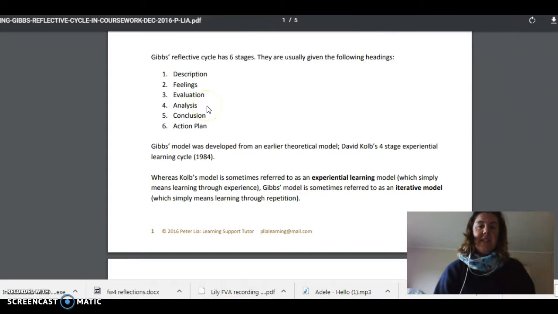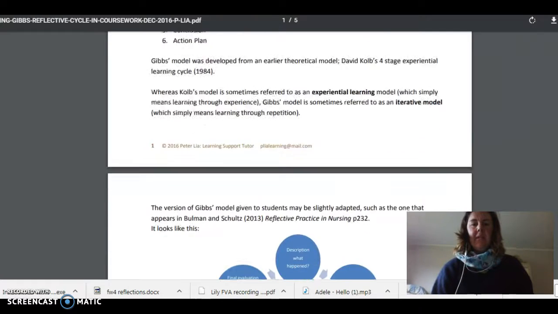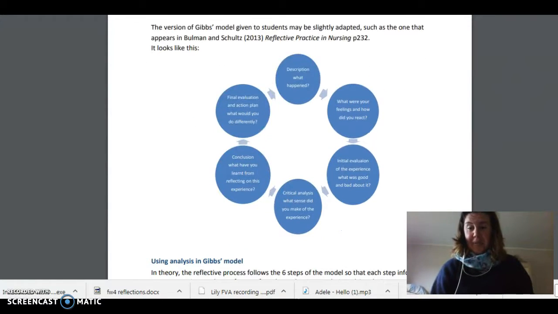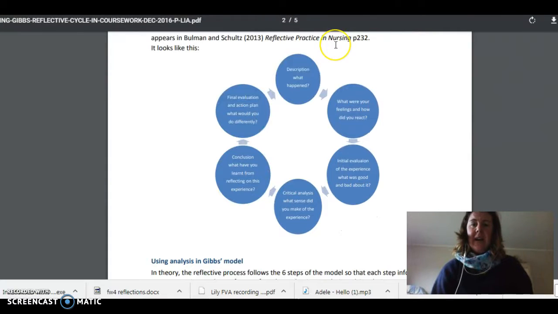So the reflection cycle has 6 different stages. It has the description, the feelings, evaluation, analysis, conclusion, and action plan. There's a couple of different versions of it. It's been adapted by practicing nurses, and they've come up with this form. So for example, what has happened, the description of what has happened, what were your feelings, how did you react? I think that can be quite an important question. Your initial evaluation of the experience, was it good, bad, interesting?